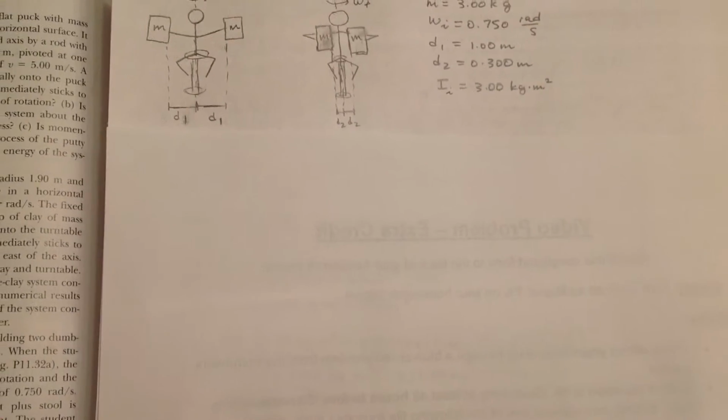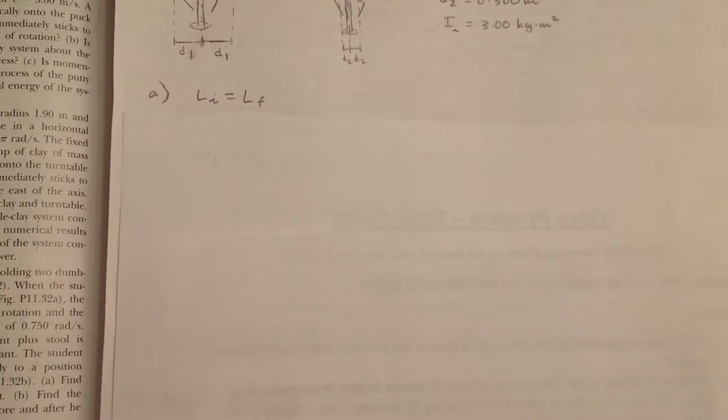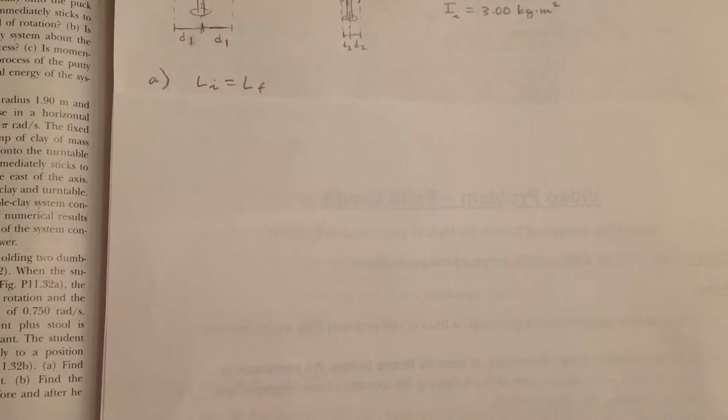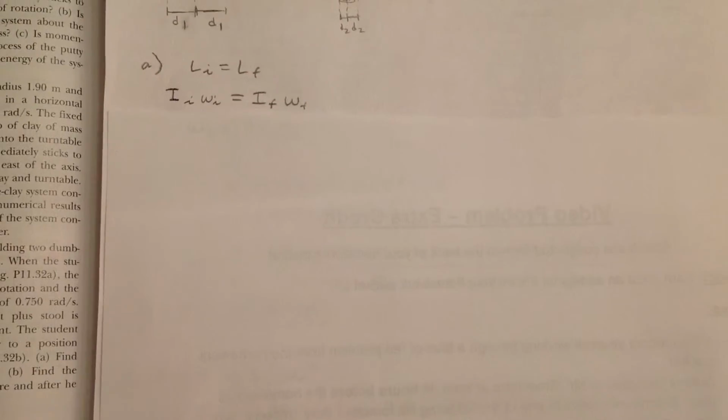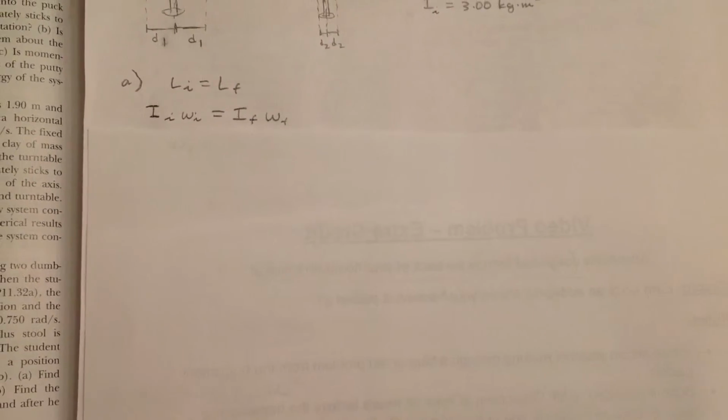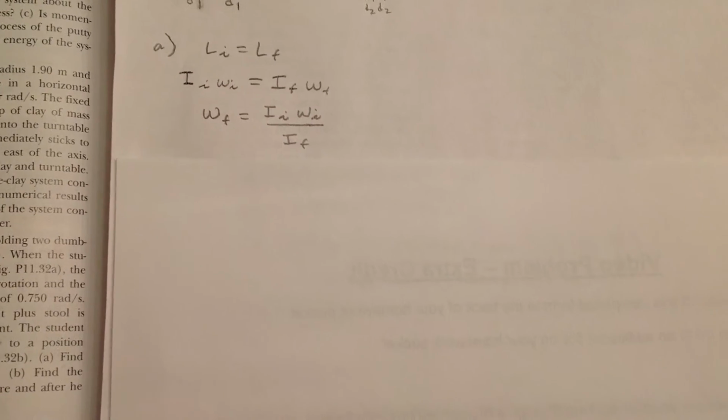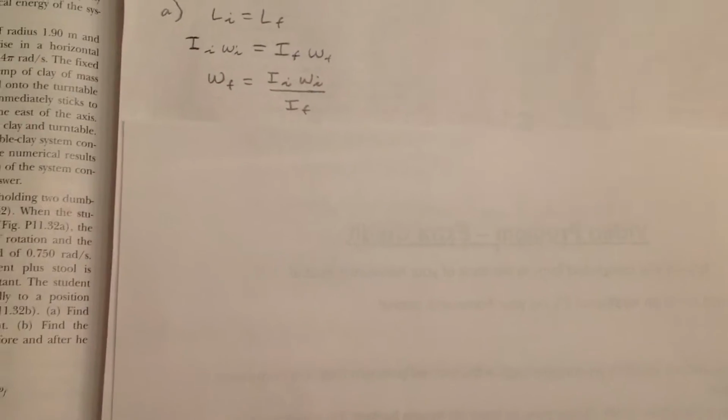So, in part A, you're solving for the final angular velocity. So first you write your conservation of angular momentum, which is L initial equals L final. And next, you can rewrite that as the initial moment of inertia times the initial angular velocity is equal to the final moment of inertia times the final angular velocity. And since you're solving for your final angular velocity, you can rewrite that as final angular velocity is equal to initial moment of inertia times initial angular velocity divided by final moment of inertia.